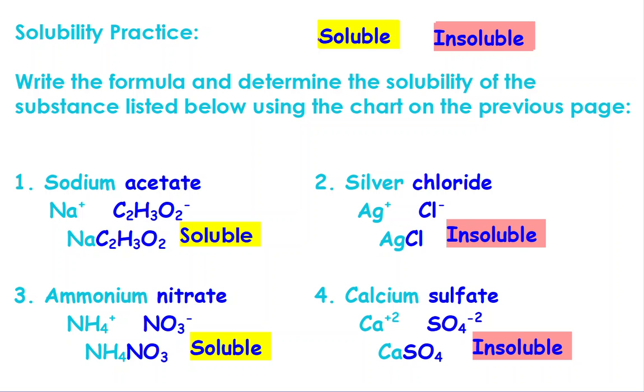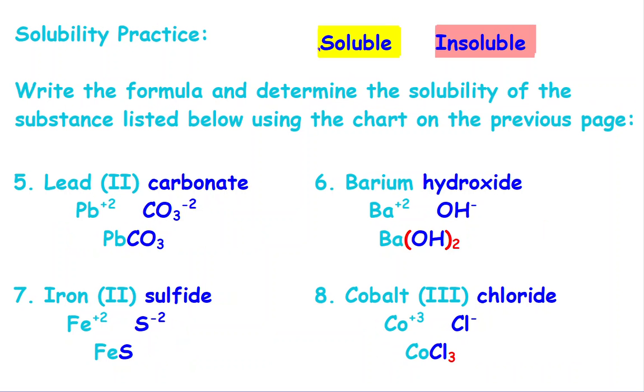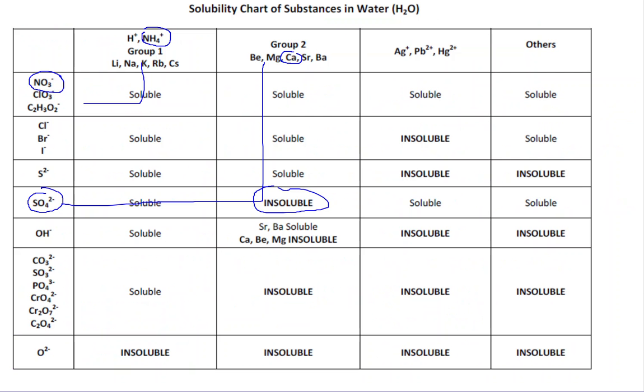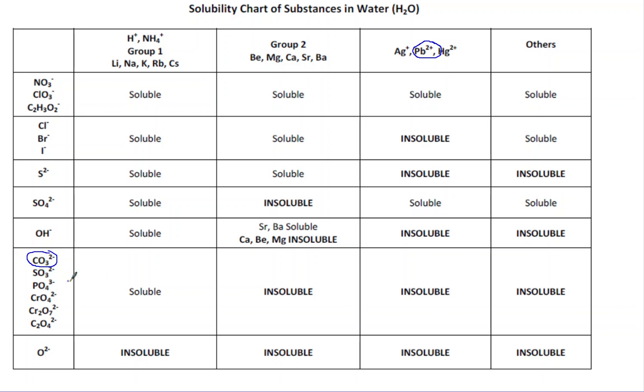Then we have another set of examples. Lead 2 carbonate. There's the chemical formula. Lead is right here, Pb +2, lead 2. Carbonate is down here. So together that is insoluble.